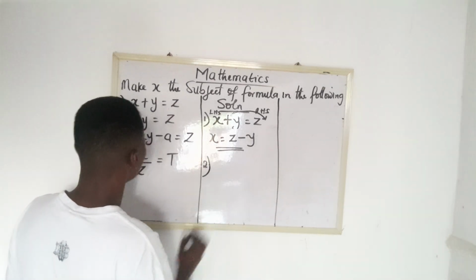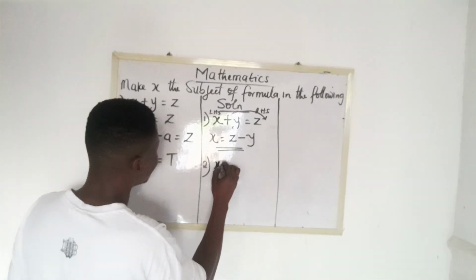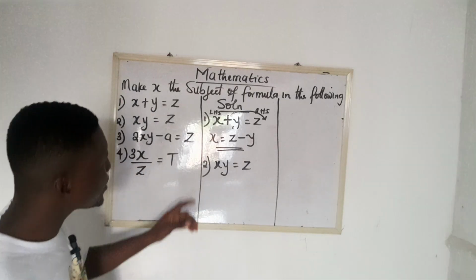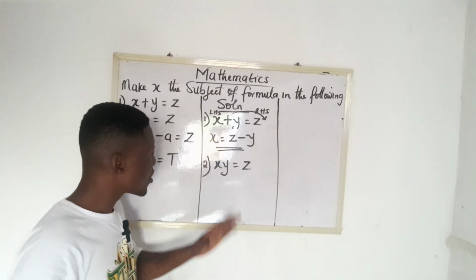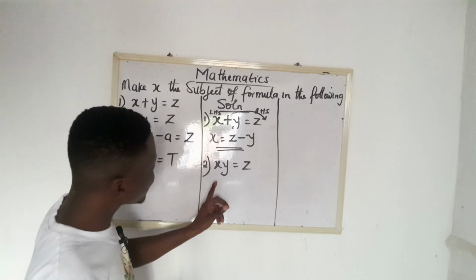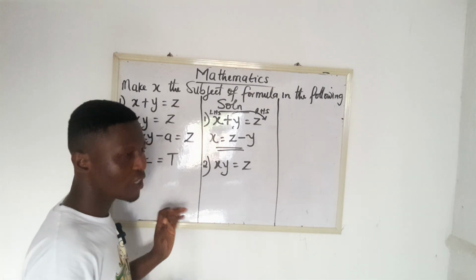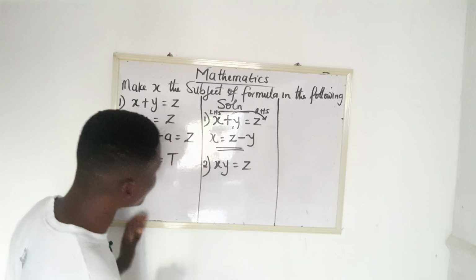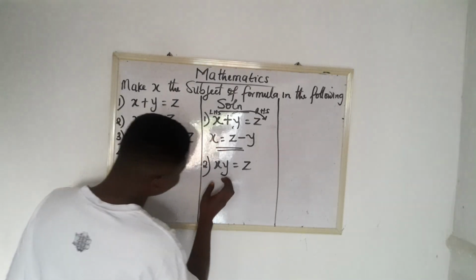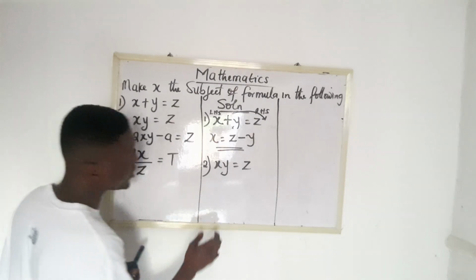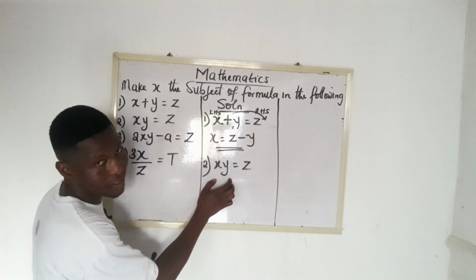Question 2, we have x times y is equal to z. Now in this question, we would observe that our variable x is on the left-hand side of the equation. Since it is on the left-hand side of the equation, we are going to look at some of those things that are disturbing it from standing on its own. And here we have y again.